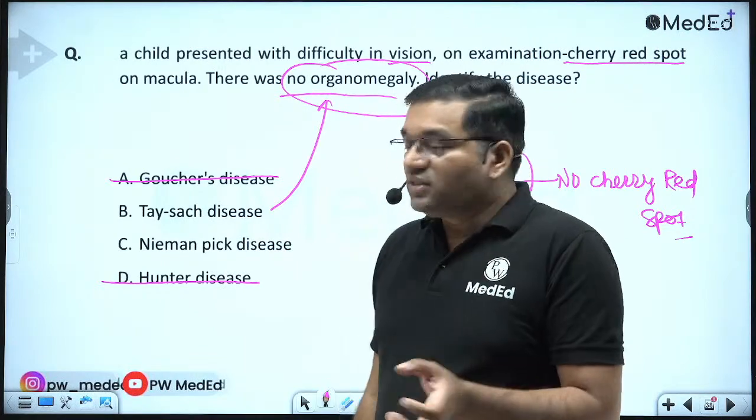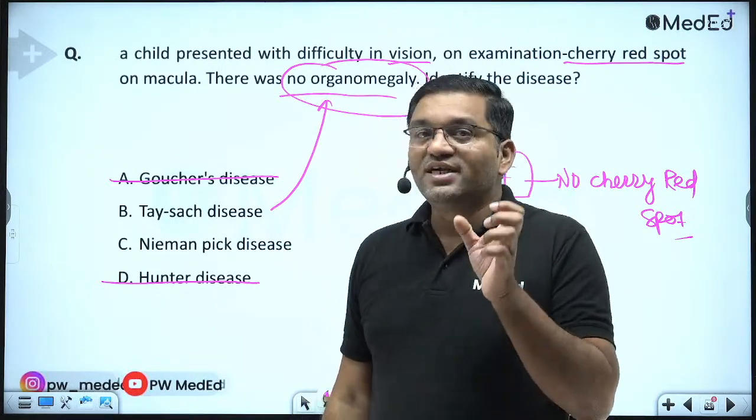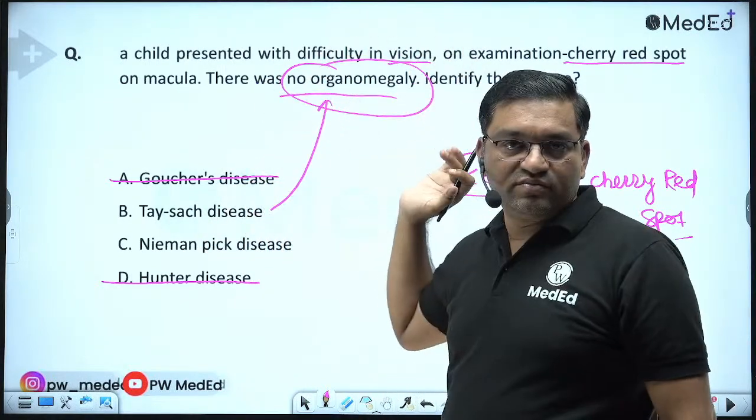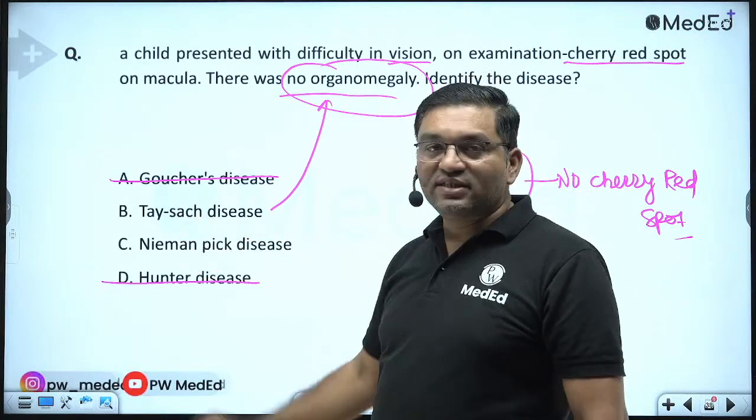Sandhoff disease is due to a defect in hexosaminidase A and B. In Sandhoff disease, there is hepatosplenomegaly along with this feature, but not in Tay-Sachs disease.